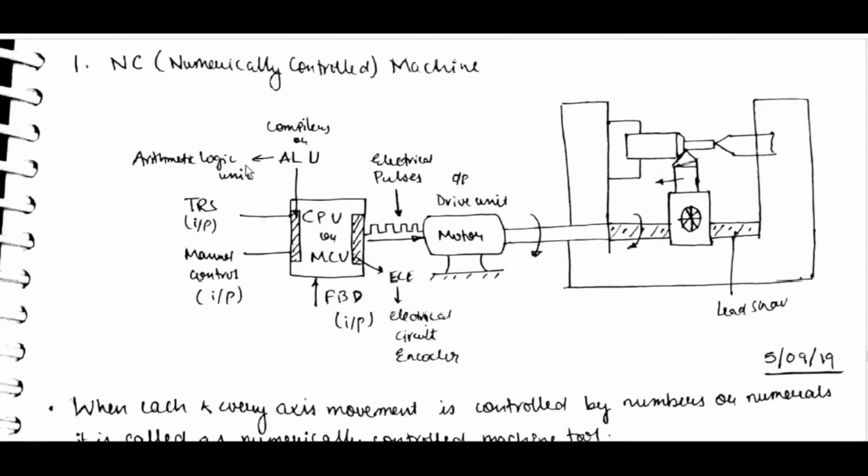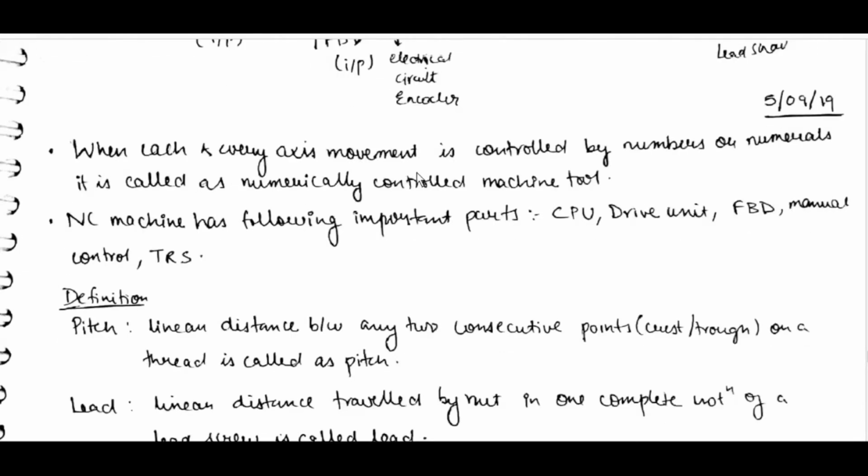a compiler or ALU, arithmetic logic unit. TRS tape reader system input, manual control input, CPU or MCU, FBD input, ECE electrical circuit encoder, electrical pulses, drive unit, motor output, lead screw. This is the setup. When each and every axis movement is controlled by numbers or numericals, it is called a numerically controlled machine tool. An NC machine has the following important parts: CPU, drive unit, FBD, manual control, TRS.